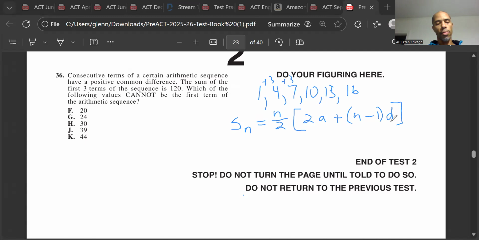Wait, why are they giving me different formulas? Oh, there's two different ones? The formula for the sum of the arithmetic series. Oh, it's two, all right. You could use two of them. Or you could do what? Well, one of them doesn't have a common difference. It has the number of terms, the first term, and then whatever term you want.